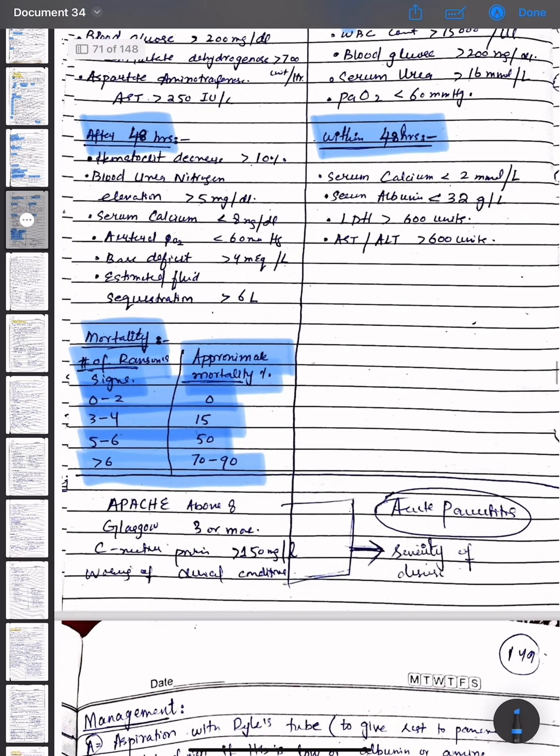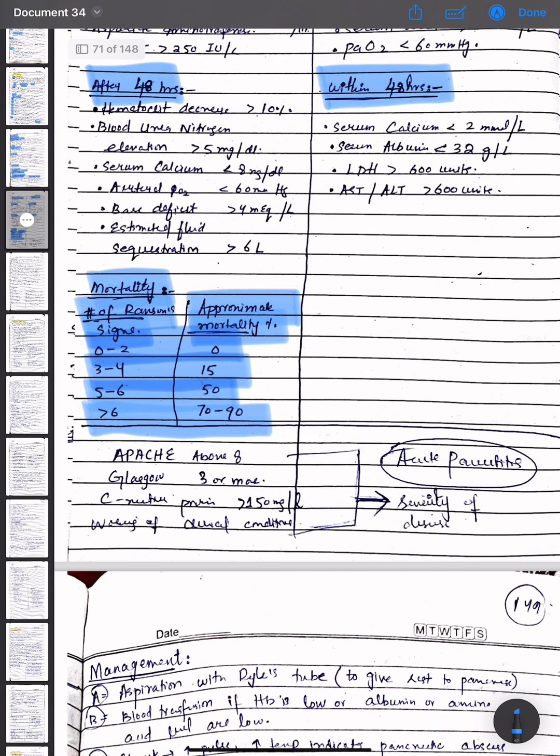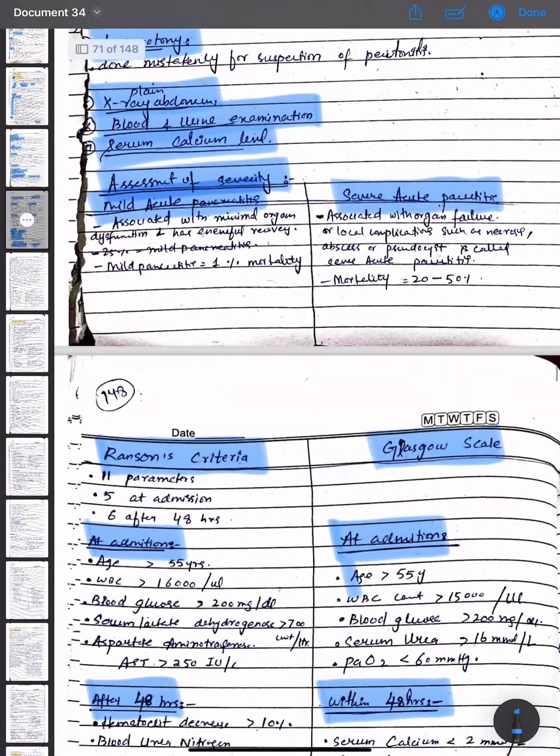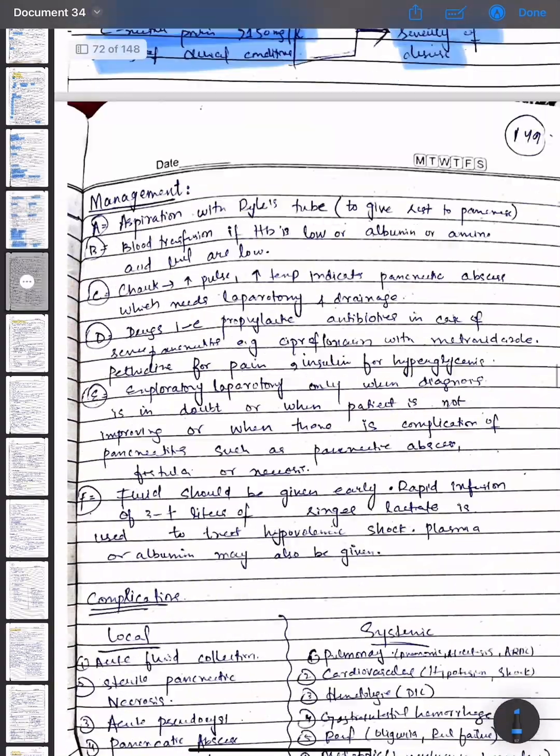Now if the above 8 Glasgow criteria are 3 or more, C-reactive protein is greater than 150, and there is worsening of the clinical condition, this shows the severity of the disease. So from Ranson criteria and from the Glasgow scale, we can assess the severity of acute pancreatitis. Now we have the management options.